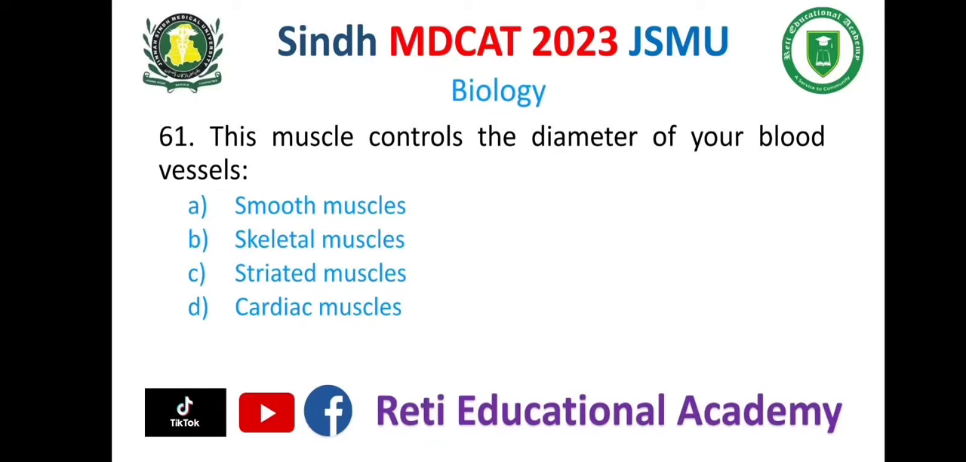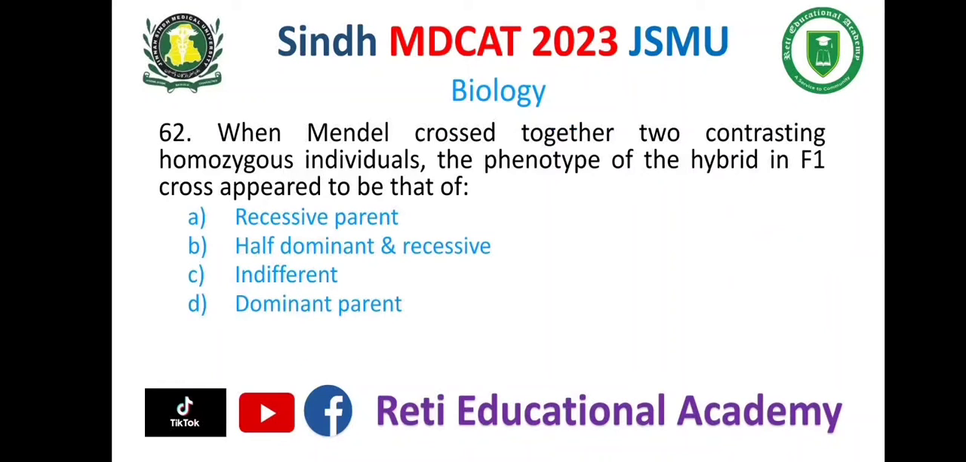A. Smooth muscle. B. Skeletal muscle. C. Striated muscle. D. Cardiac muscle. And the correct option is A. Smooth muscle. Question number 62.